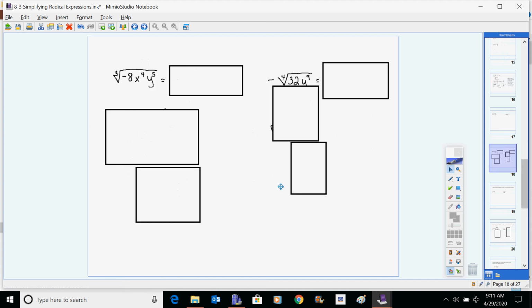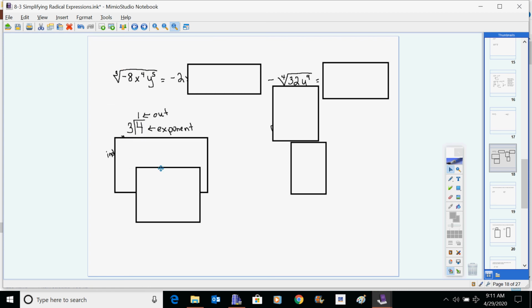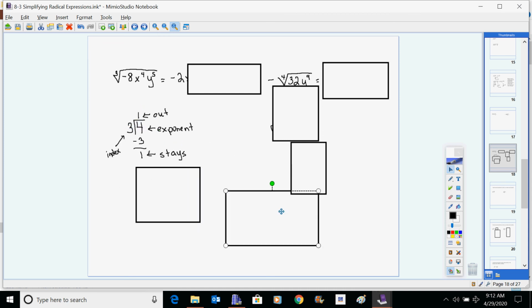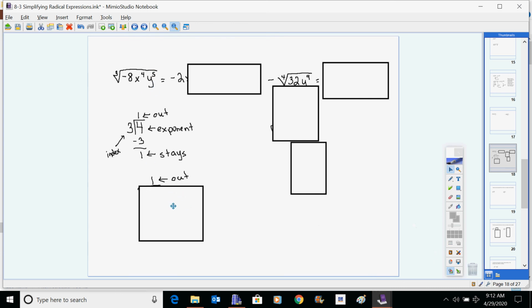Okay, I want you to try these others. If you need to pause it, go ahead, pause and give it a shot. We have the 8 to deal with, and that comes out to be a 2 right off the bat. You need to divide exponent divided by index. Exponent divided by index. 4 divided by 3, 1 comes out, and 1 stays in. Here, exponent divided by index. 1 comes out for the y's, and 2 is your remainder, so 2 stays in.